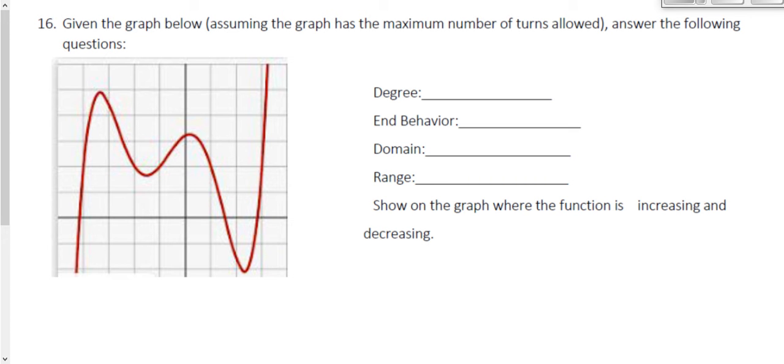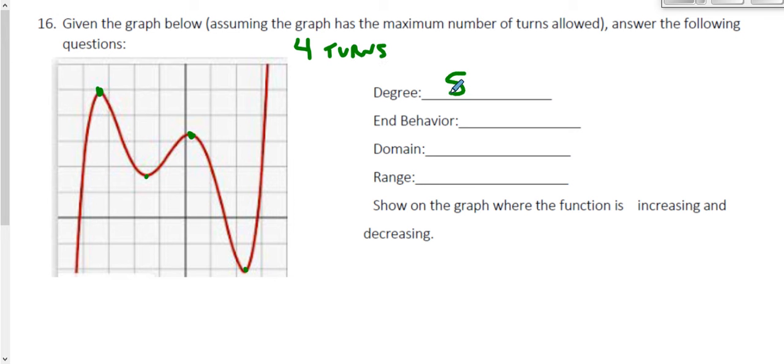It says to assume the graph has the maximum number of turns allowed, and I'm going to use that to help me find my degree first. The degree tells me that to find the maximum turns, I have to take one away. So every turn happens on either a hill or a valley. So here's a hill, here's a valley, here's a hill, here's a valley. So altogether I have 4 turns. So the degree has to be 1 more than that. So my degree is 5. So this is some x to the 5th function.